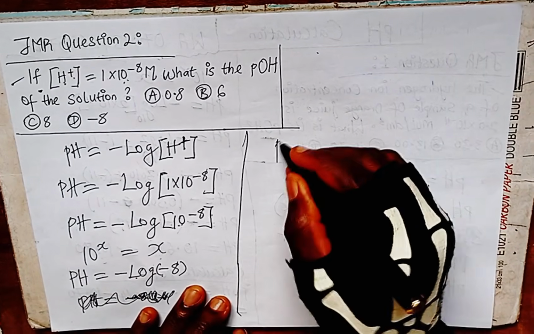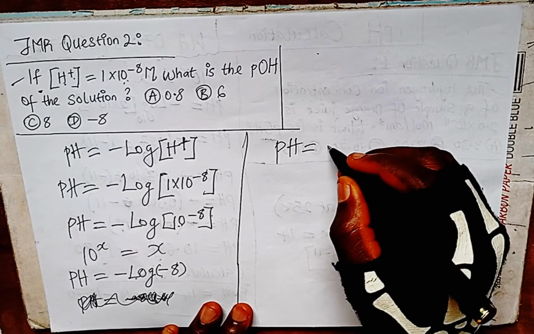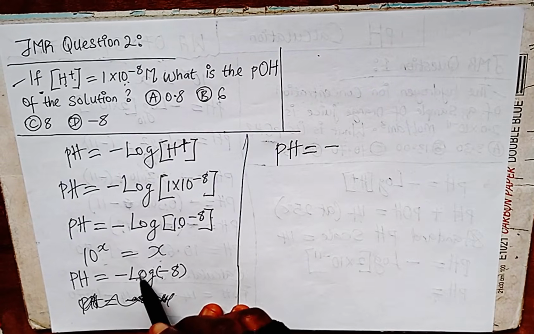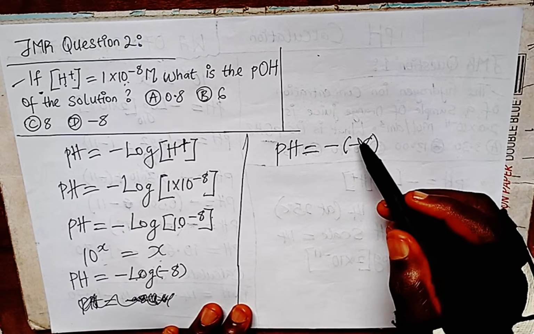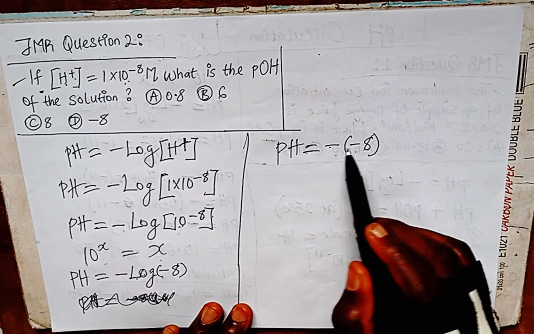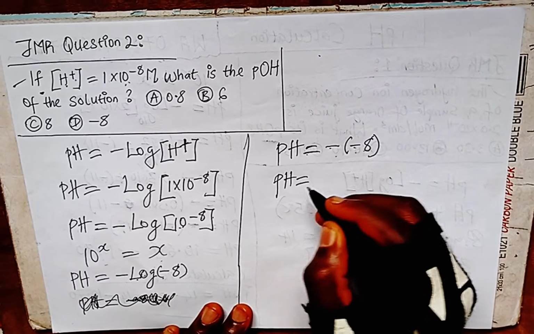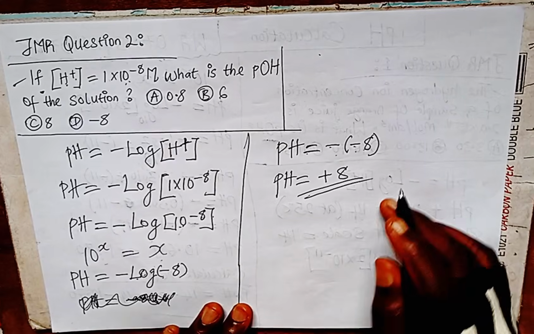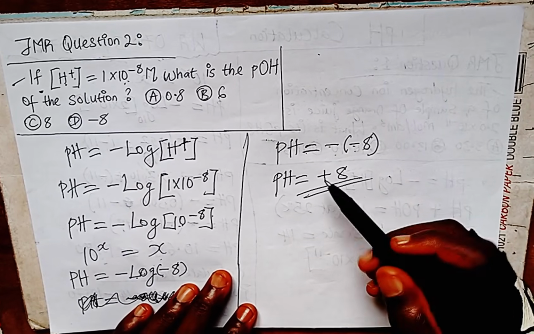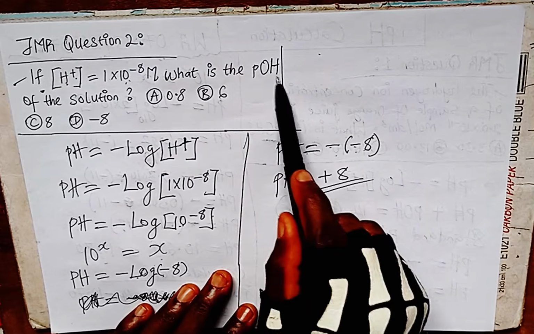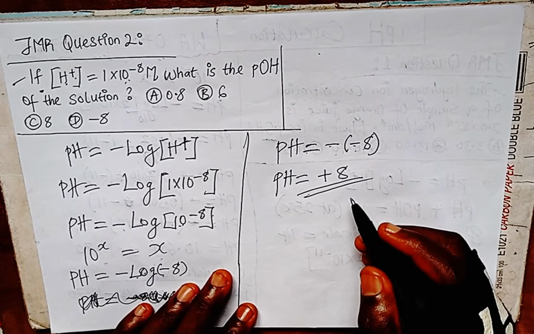So pH is equal to minus, we take out the log, minus bracket minus 8. Opening the bracket, minus times minus gives us plus. So pH is equal to plus 8. What do we do next? Remember they asked, what is the pOH of the solution? So we will calculate our pOH with the scale.